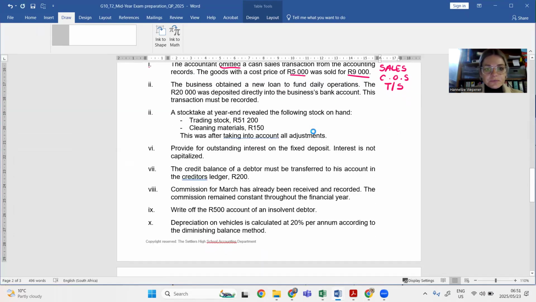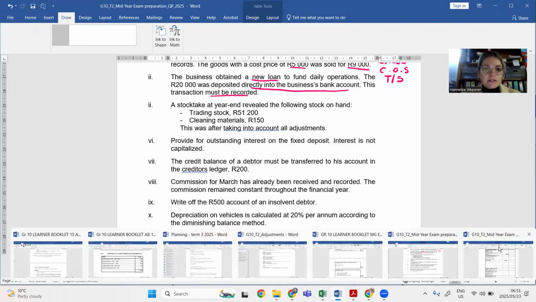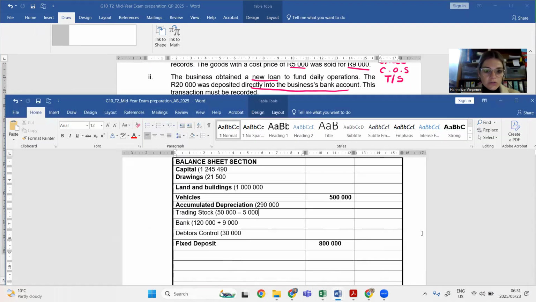Next transaction, the business obtained a new loan. Okay, so a new loan. This 20,000 Rand was deposited directly into the business's bank account. This transaction must be recorded. In other words, we received the loan, but the accountant didn't record the new loan.